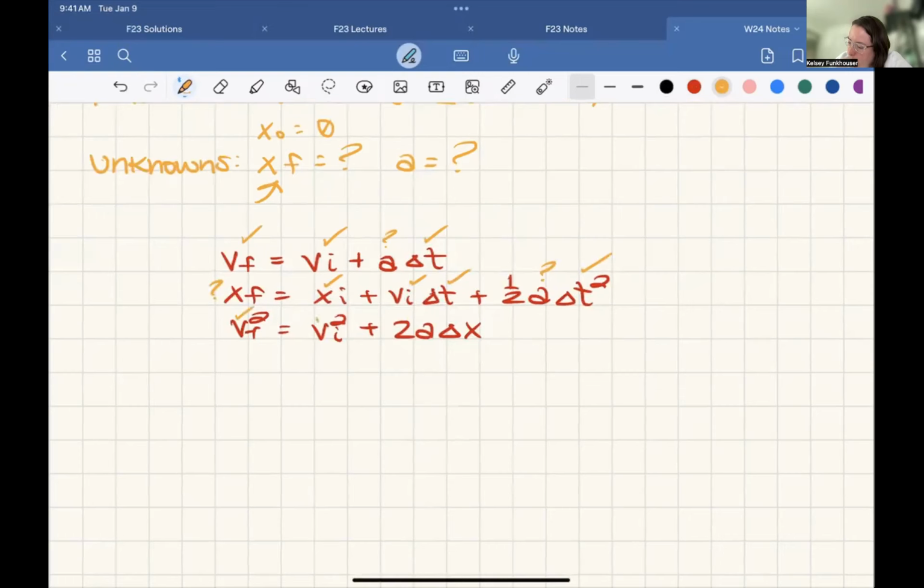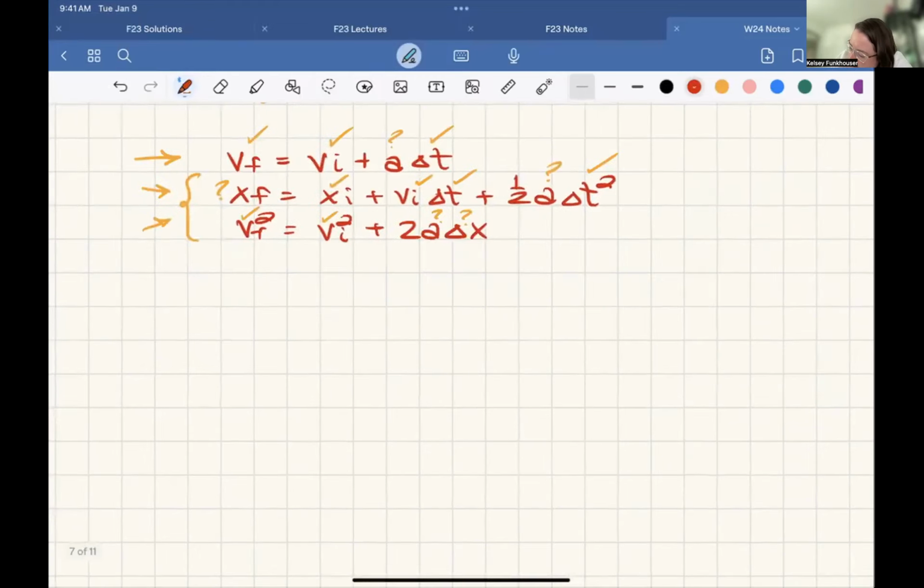Then this one, we know this, and we don't know either of those. So this tells me there's only one equation with only one unknown. So we should probably start there and solve for acceleration. And then we'll be able to plug into either of these other equations once we know acceleration. So let's do that first.